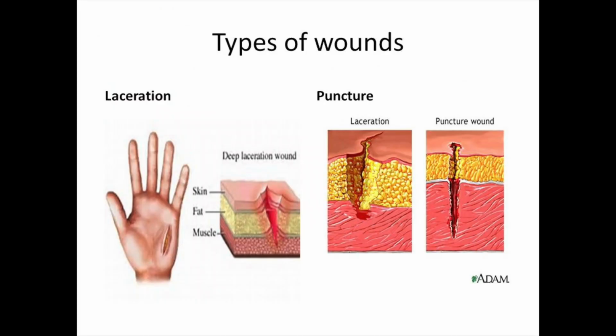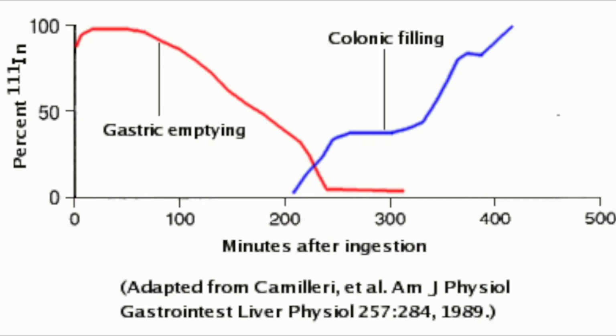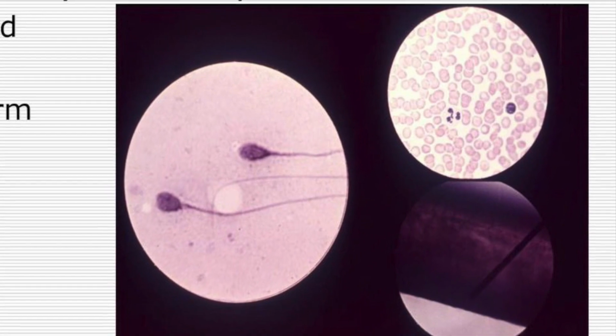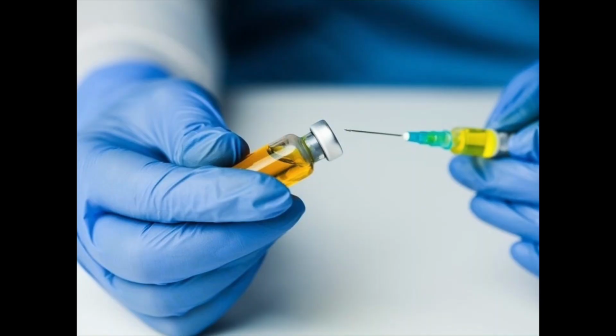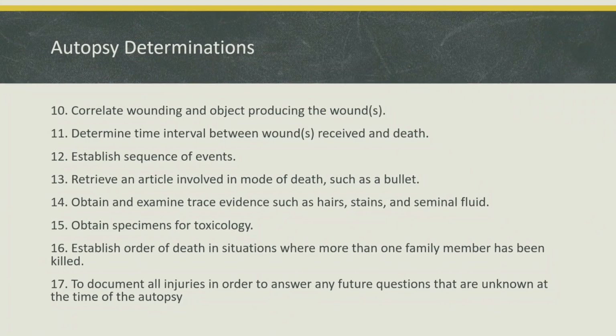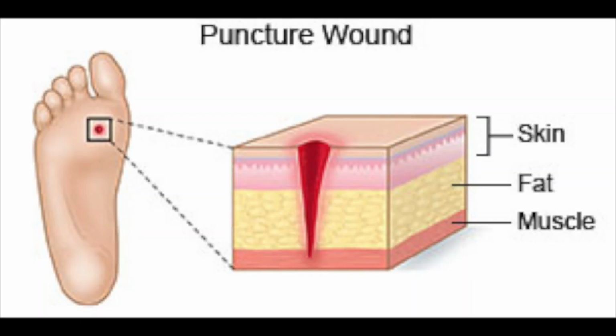It can also correlate wounding and the object producing the wounds, determine the time interval between wounds received and death, establish the sequence of events, retrieve an article involved in the mode of death such as a bullet, obtain and examine trace evidence such as hair, stains, and seminal fluid, obtain specimens for toxicology, establish order of death in situations where more than one family member has been killed, and lastly, it can document all injuries in order to answer any future questions that are unknown at the time of the autopsy.